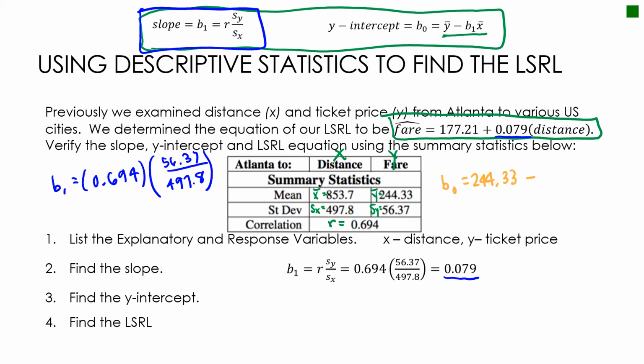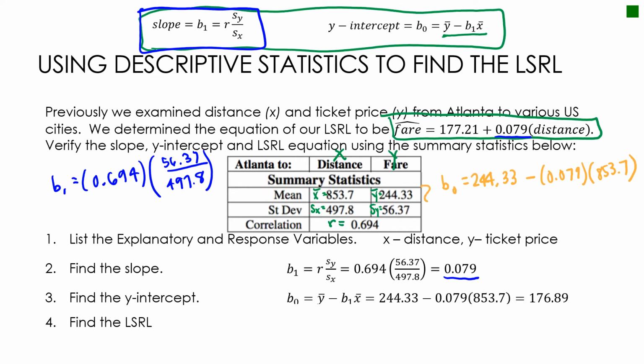And I'm going to subtract my slope, 0.079, multiplied by the x bar, which is the mean of my x's, or 853.7. And notice when I do that, I get not quite the same answer. So some people might be confused or concerned, but remember I said it's always preferable if I have data to use that data. Why is this one not quite as precise?